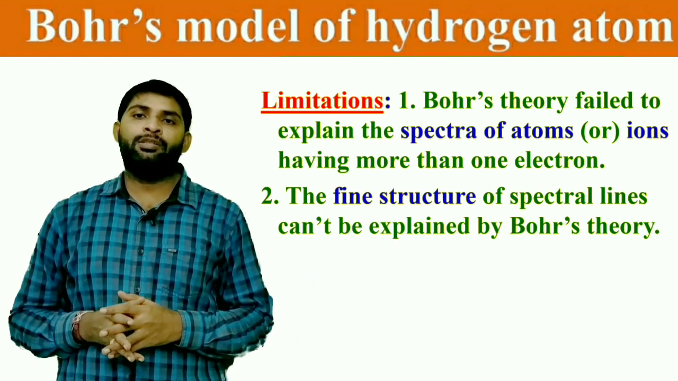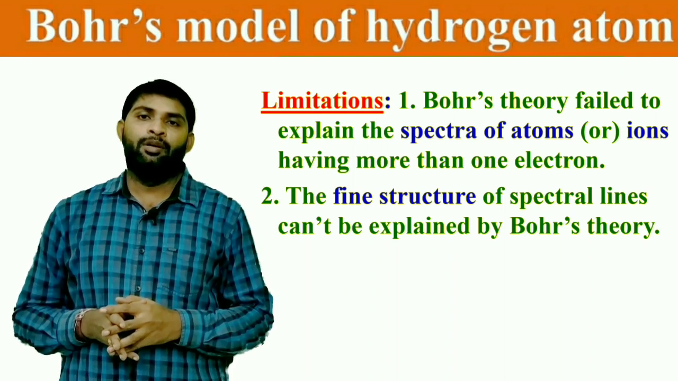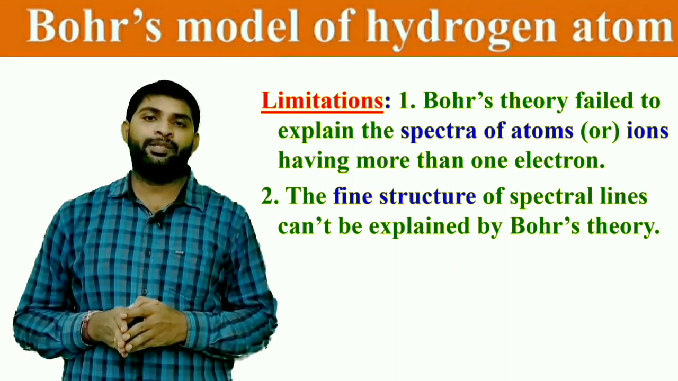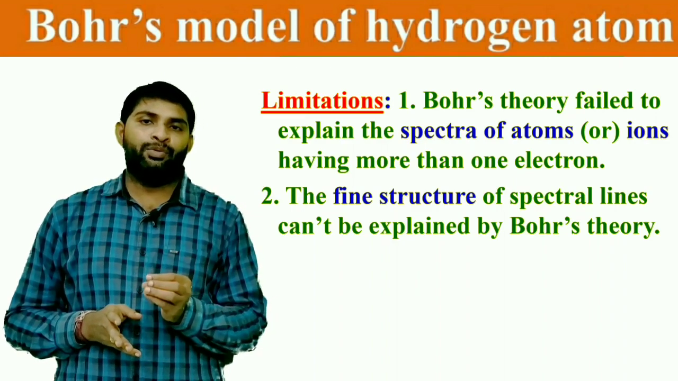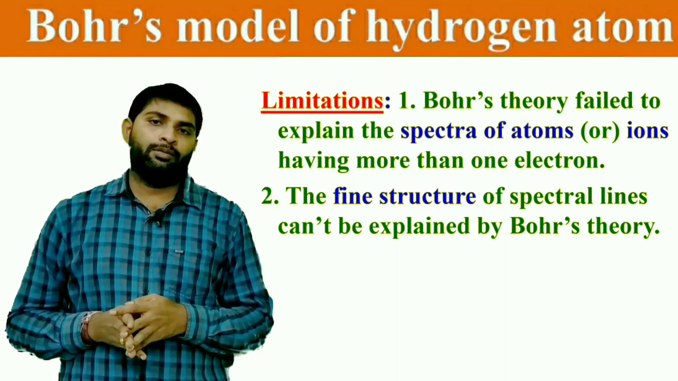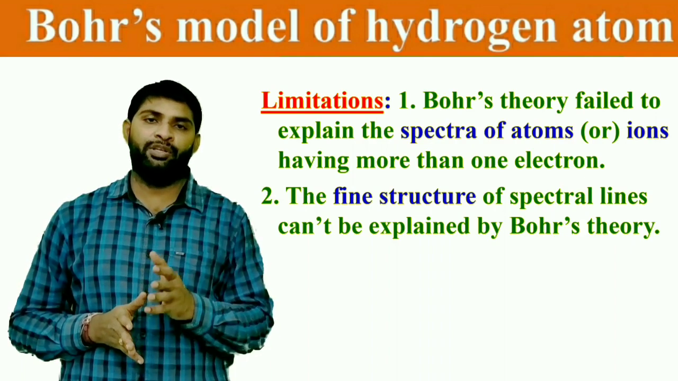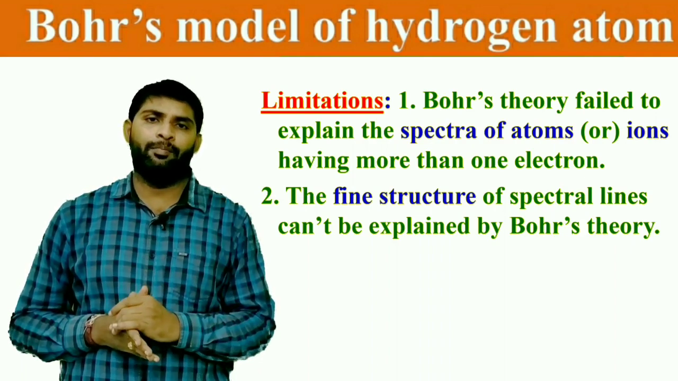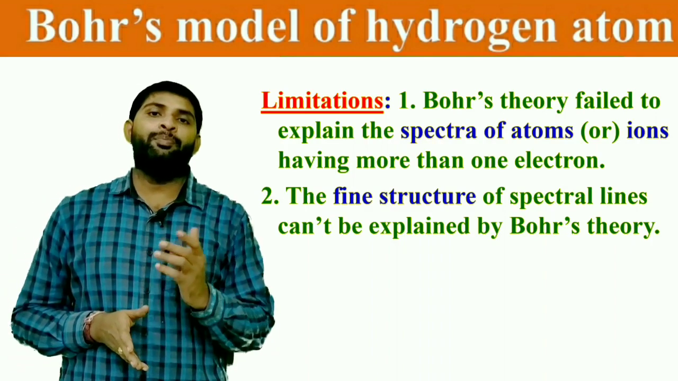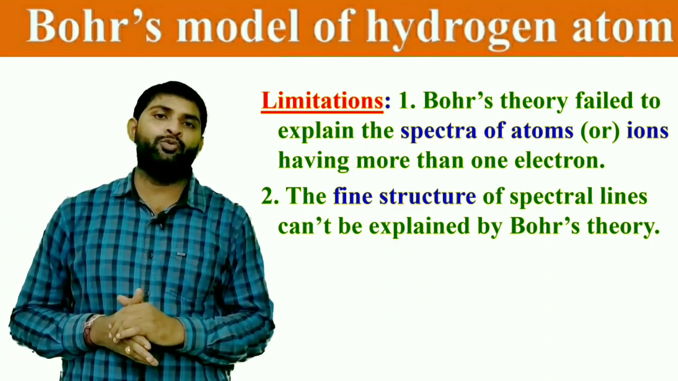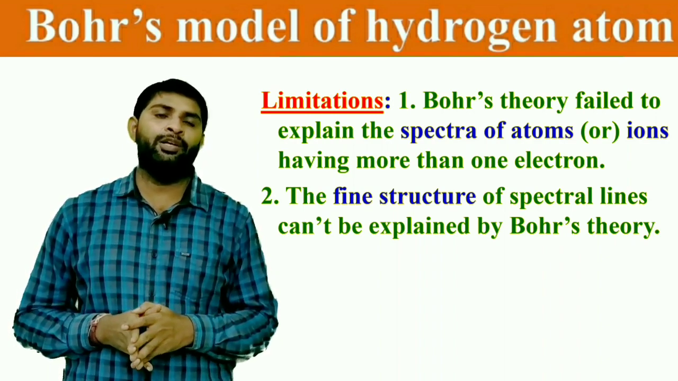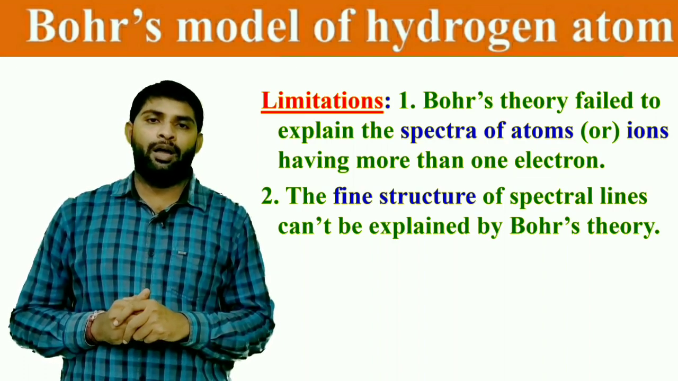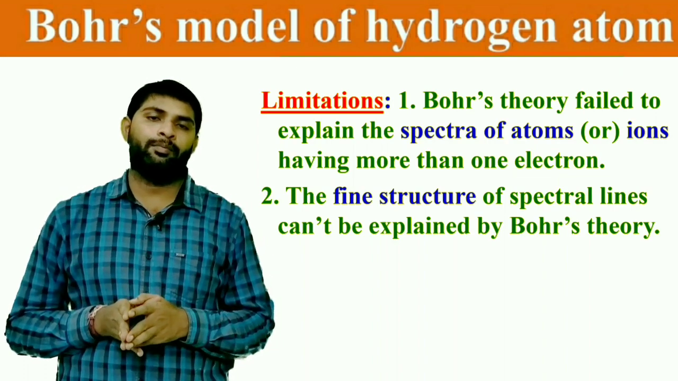Next one, limitations of Bohr's theory. Bohr's theory failed to explain the spectra of atoms or ions having more than one electron. This theory only explained the hydrogen atom having one electron. He plus and Li 2 plus ions also have only one electron. But this theory failed to explain spectra of atoms or ions having more than one electron.